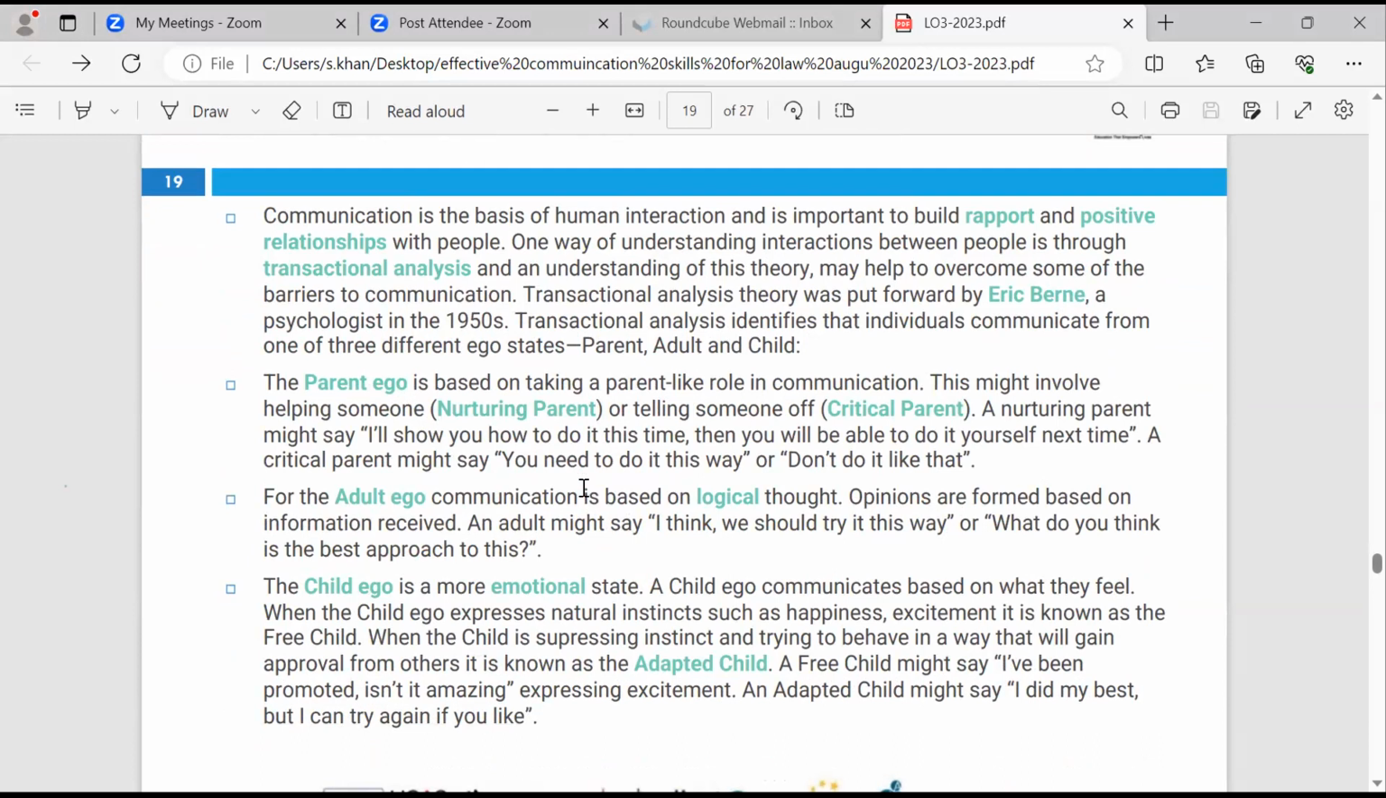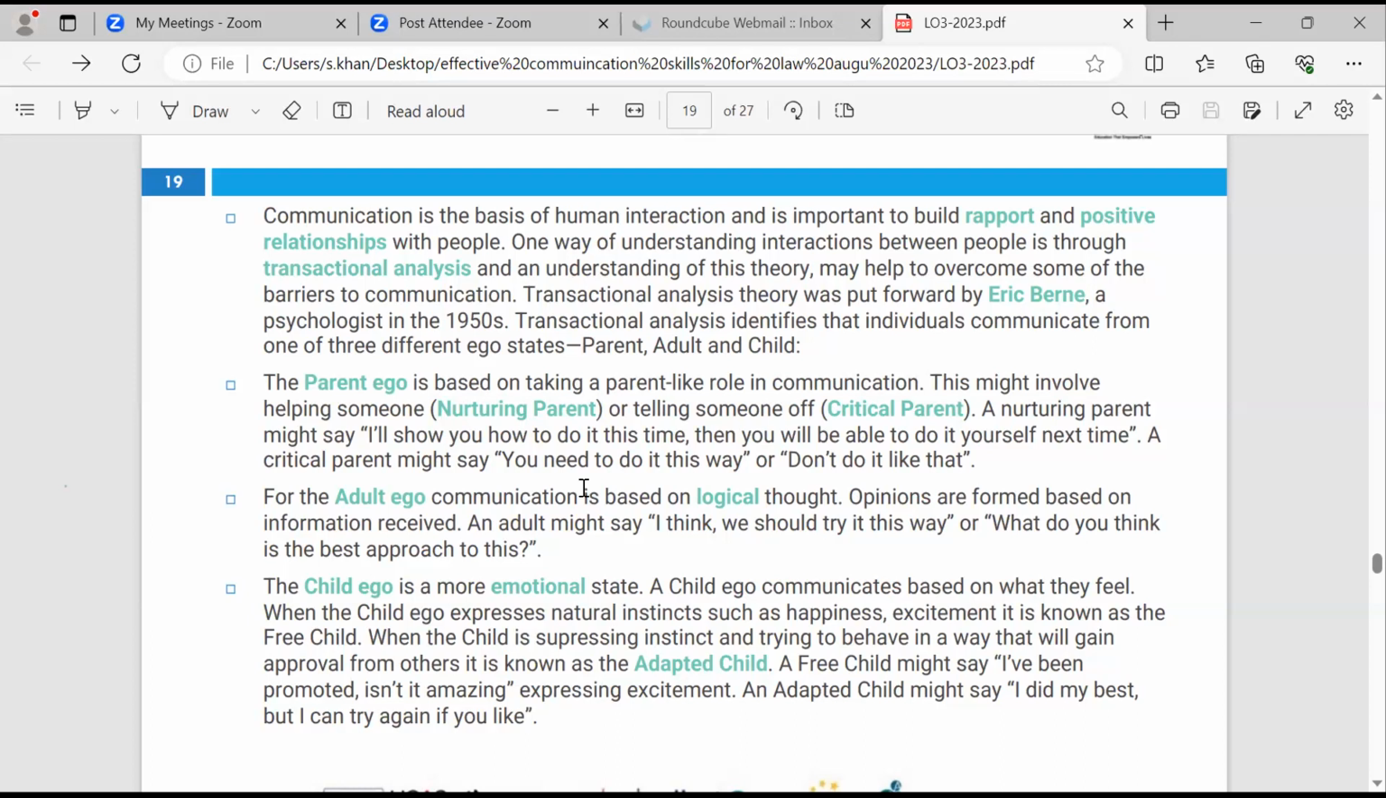Transactional analysis theory was put forward by Eric Berne, a psychologist, in the 1950s. Transactional analysis identifies that individuals communicate from one of three different ego states: parent, adult, and child. The parent ego is based on taking a parent-like role in communication. This might involve helping someone, nurturing parent, or telling someone off, critical parent.